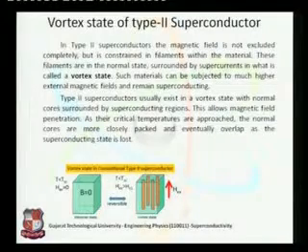So what is that? If we apply a magnetic field to the normal material, it will allow the field to pass through.